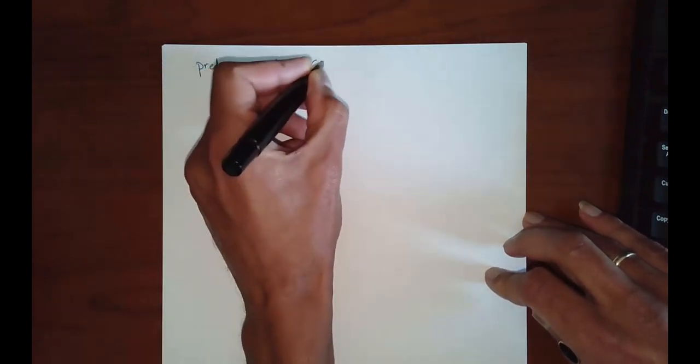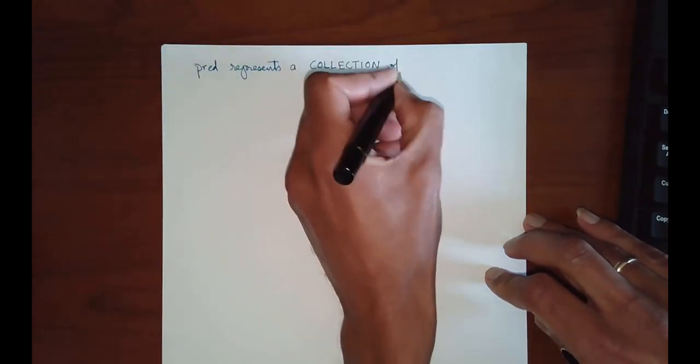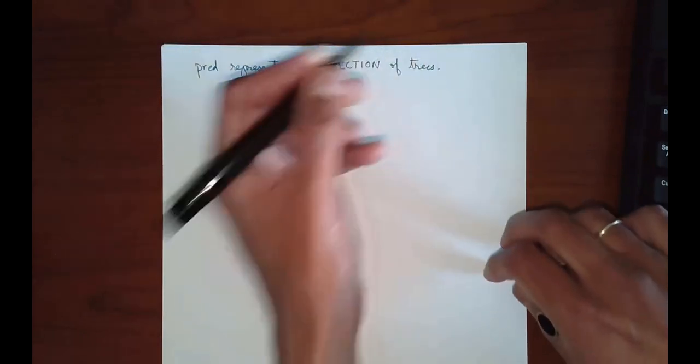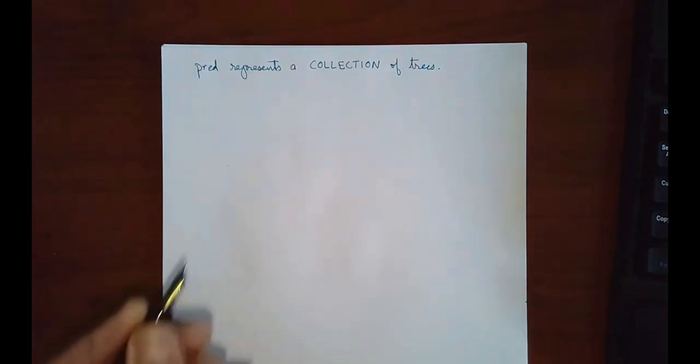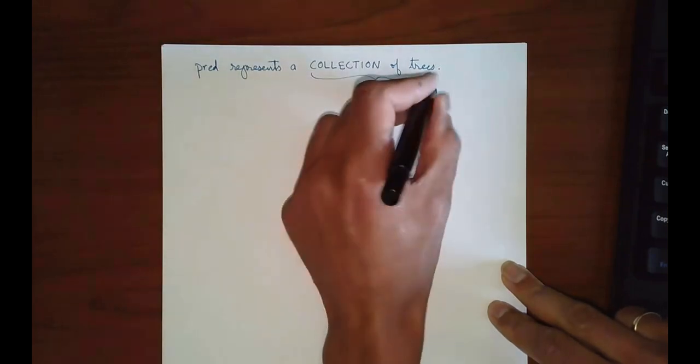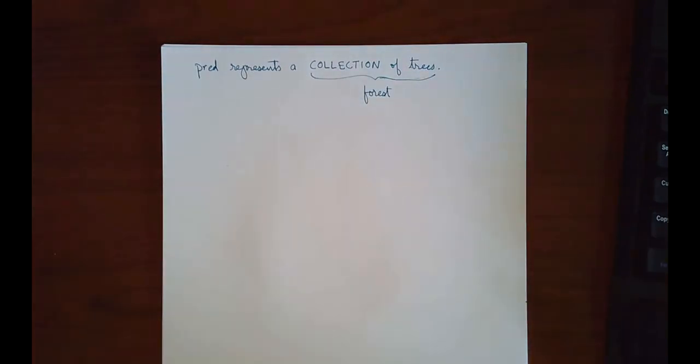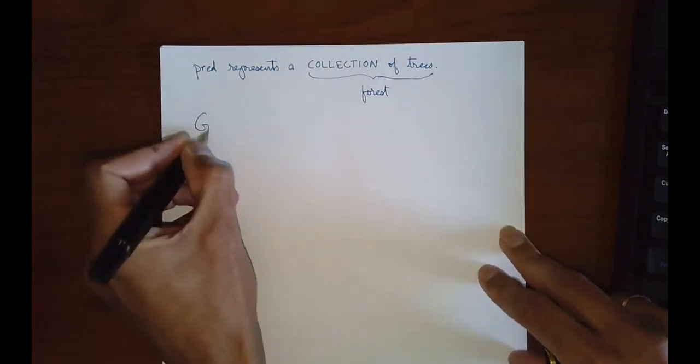Predecessor represents a collection of trees. What do you call a collection of trees? A forest. Forest, exactly. This is called a forest. I suppose you could also call it an orchard, but for some reason in graph theory, people call it a forest.